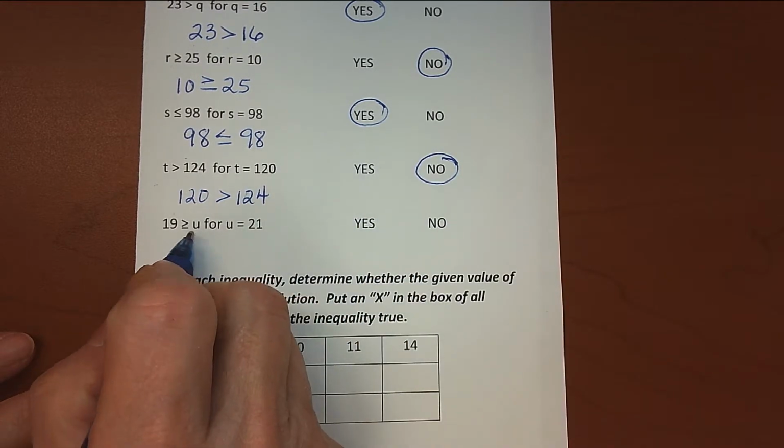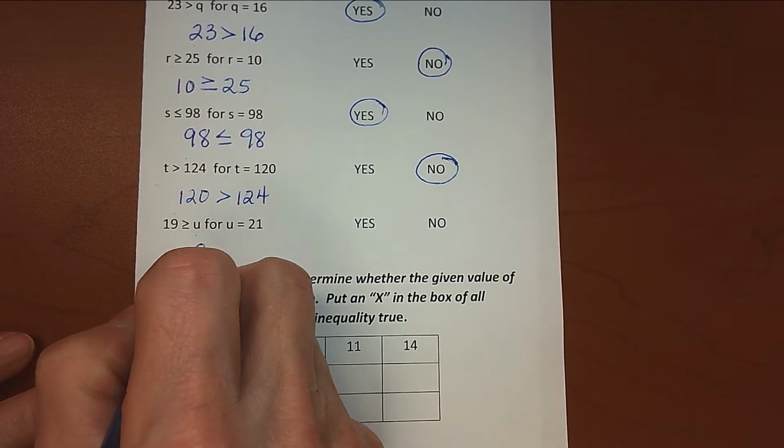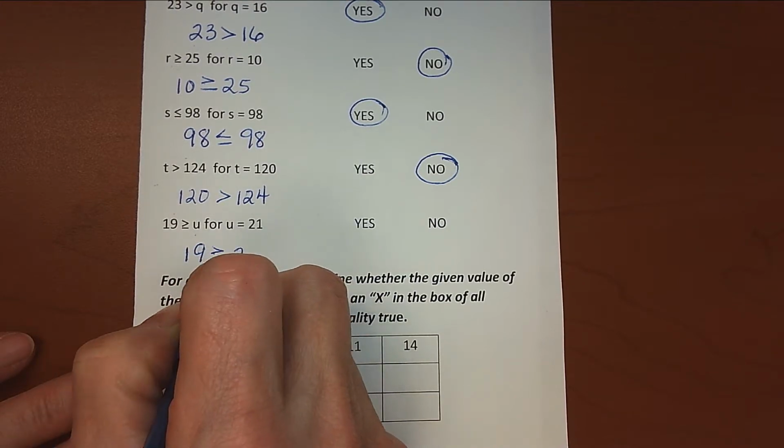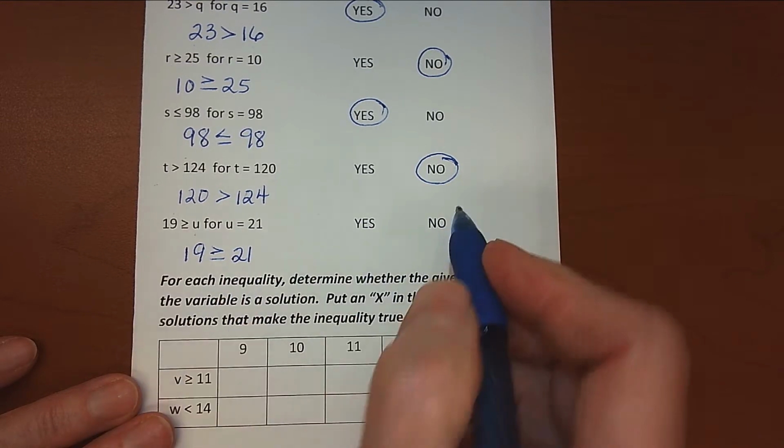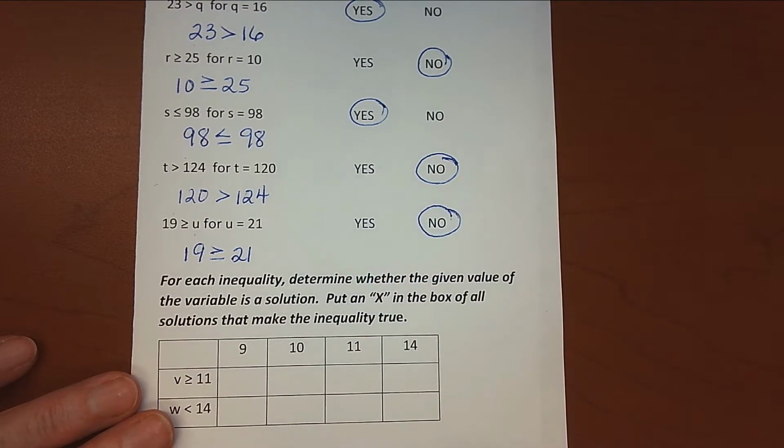Then we're going to substitute 21 in for u. Is 19 greater than or equal to 21? Well, 19 is not greater than 21, and it's not equal to 21, so no on both of those.